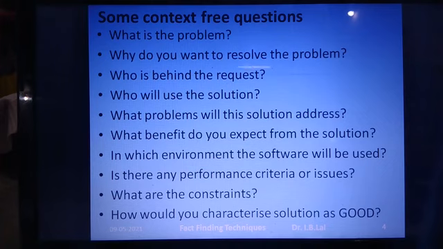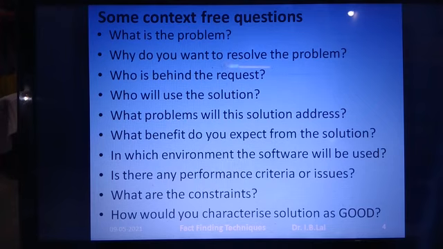In which environment will the software be used? What will be the environment? That is very important. The environment in which the software has to be used is very important. So the software engineers have to understand the environment well.